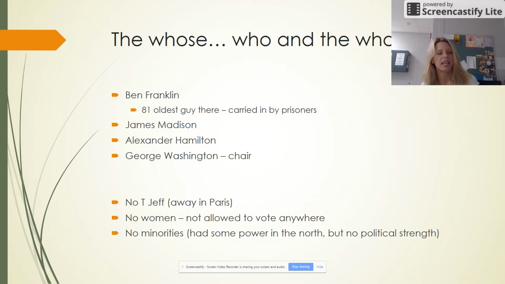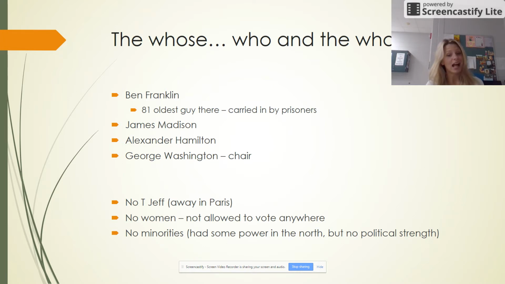Benjamin Franklin, he's 81 years old at the Constitutional Convention. He is by far the oldest person there. And in your textbook, it talks about him being carried in on a chair by prisoners. And I don't know, it's just kind of a fun little image that I think of. You also have James Madison, Alexander Hamilton, and George Washington is going to act as the sitting chair.